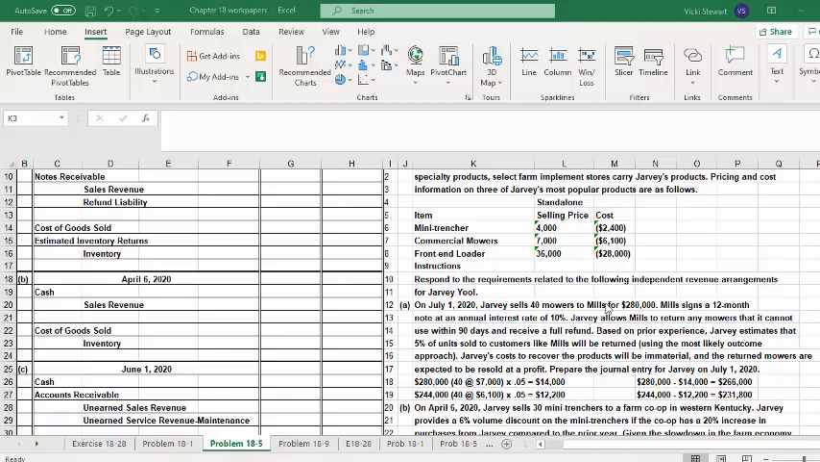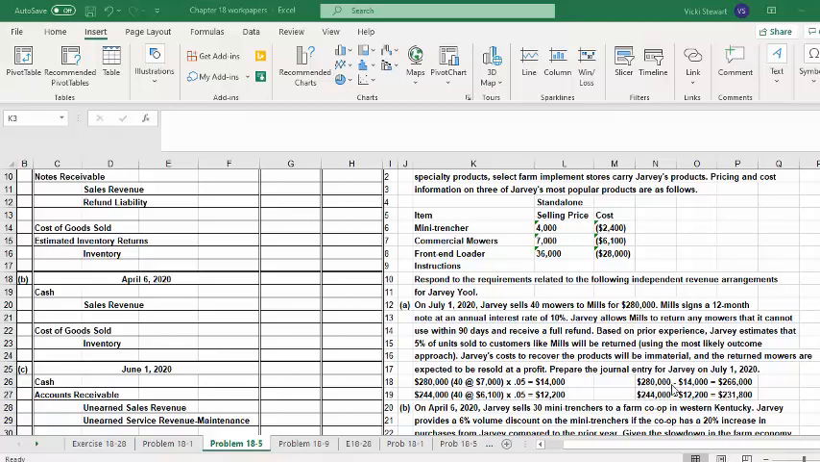So Jarvie has signed a note with Mills. However, this is only a 12-month note, so we're not going to have to record any present value on the note because it will be paid within the next year. However, we do need to recognize when we record the entry that 5% of the units sold are likely to be returned. So we'll need to calculate the refund liability and the estimated inventory returns for the 40 mowers. The retail price total for 40 mowers at $7,000 is $280,000. So we multiply that by 5% and we get $14,000 for the refund liability.